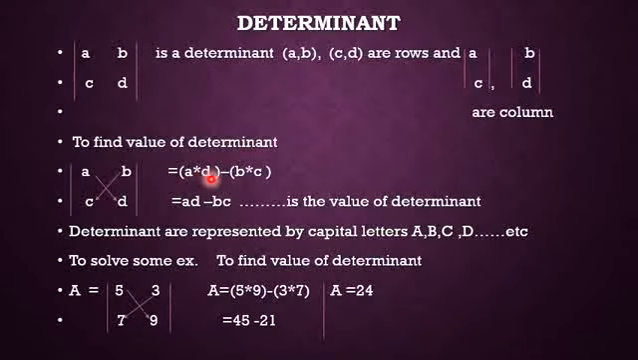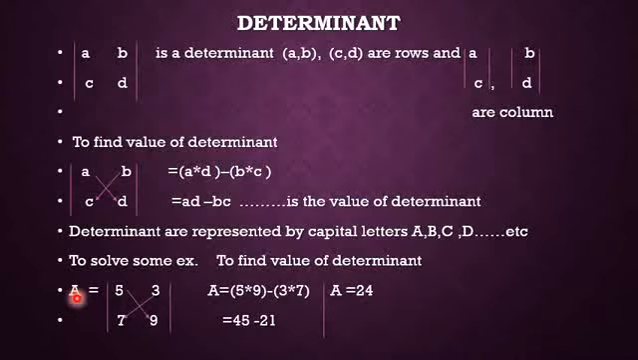So A into D minus B into C is the value of determinant. Determinants are represented by capital letters A, B, C, D, etc. We can solve one of the examples to find the value of determinant.